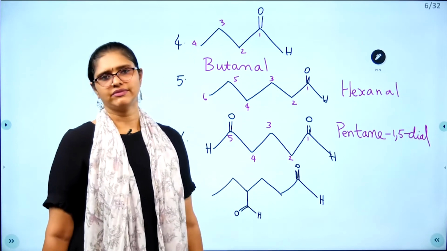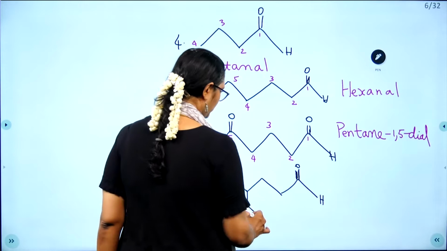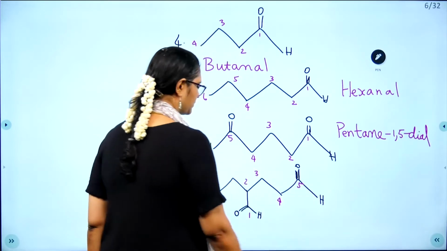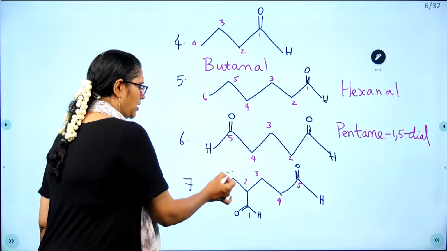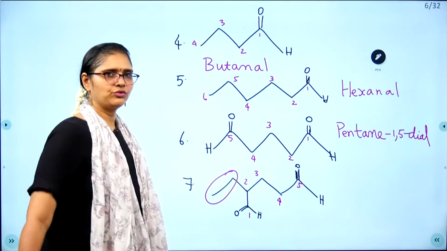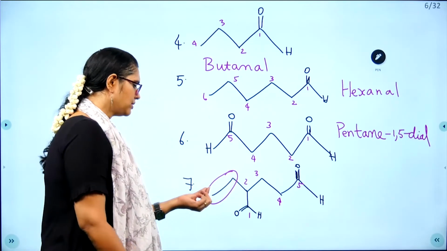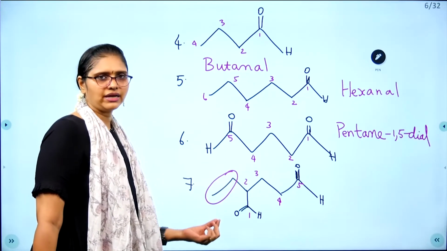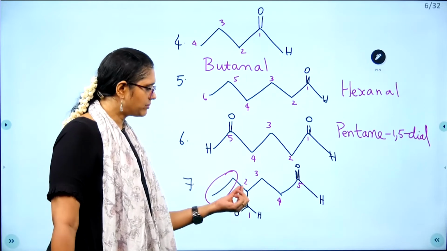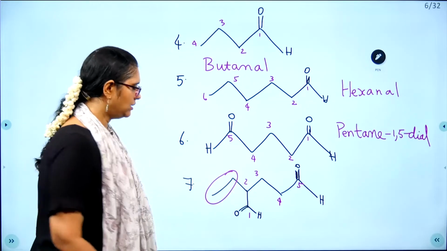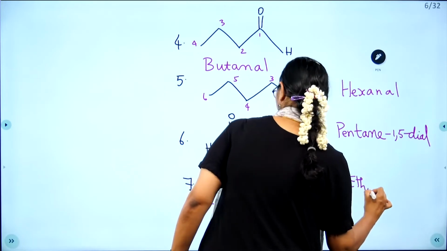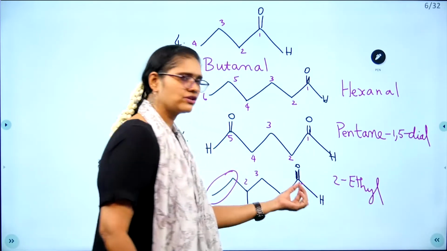Now see the seventh one. You start from here: 1, 2, 3, 4, 5. Now you have an ethyl group here. So you have a CH2 here and a CH3 here. CH2 CH3 is nothing but ethyl. So how will you name it now? 2-ethyl. The longest carbon chain is 5.